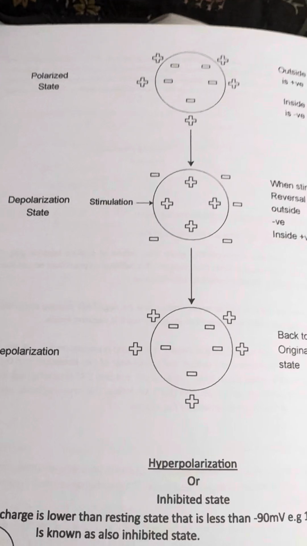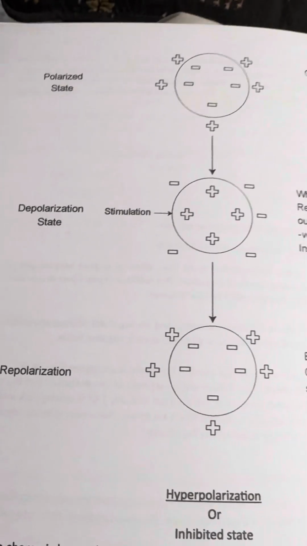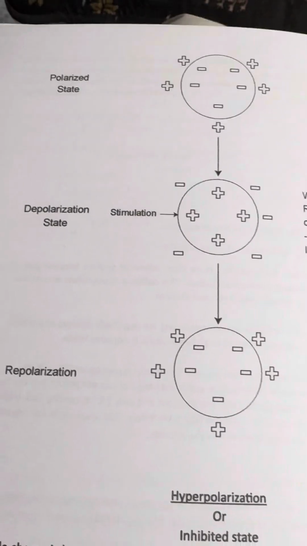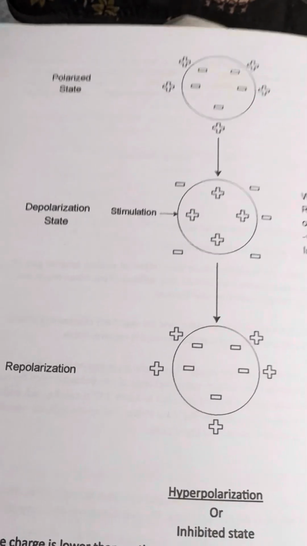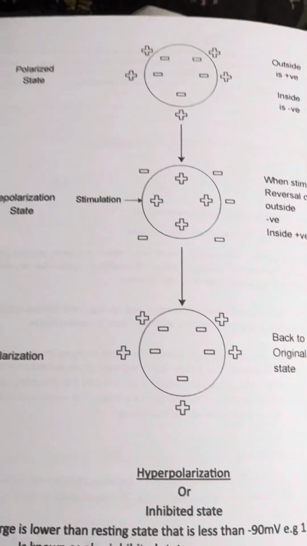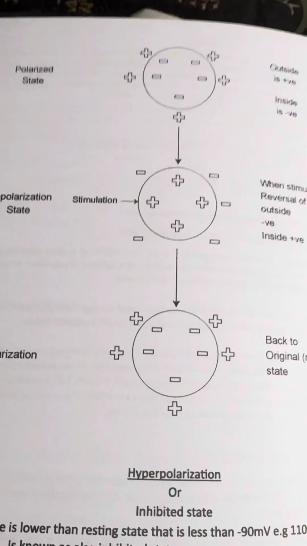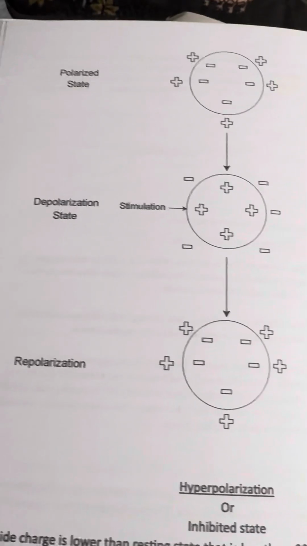Then the second diagram shows what happens when we stimulate. The charges are reversed. That is, inside becomes positive, outside becomes negative. This is known as depolarization.